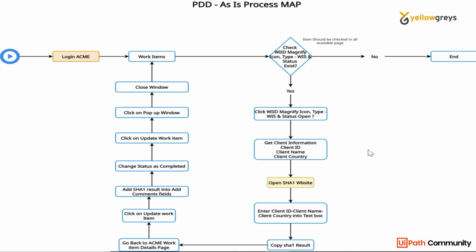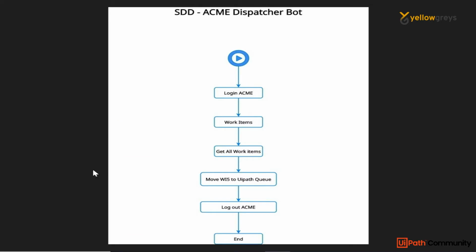And in this video, we are going to cover the solution design document of the performer bot. Already we have seen this entire process flow. You can refer to the entire live process walkthrough in the second video of the ReFramework series. And this is the process map. And after that, we have seen the dispatcher bot solution design document. This is the dispatcher bot solution design document.